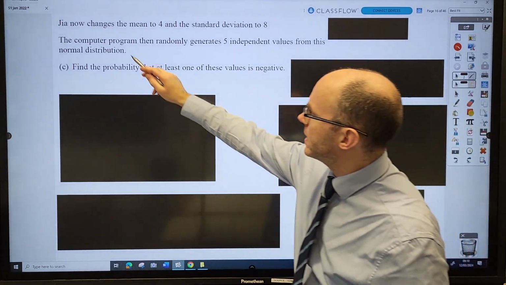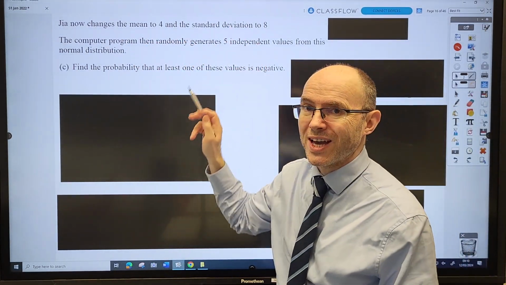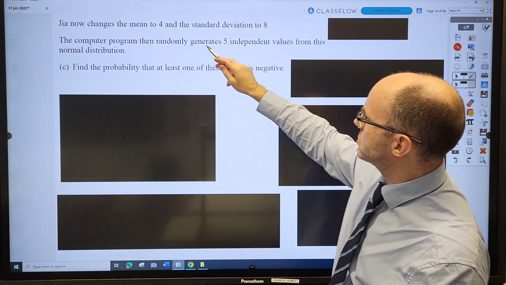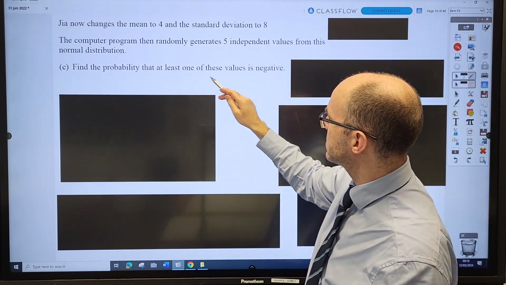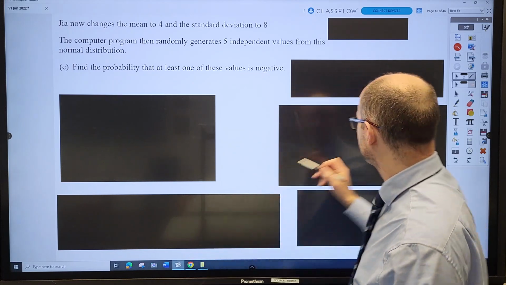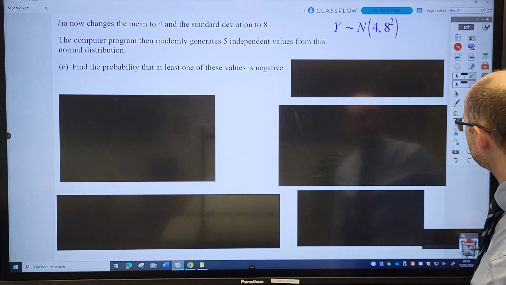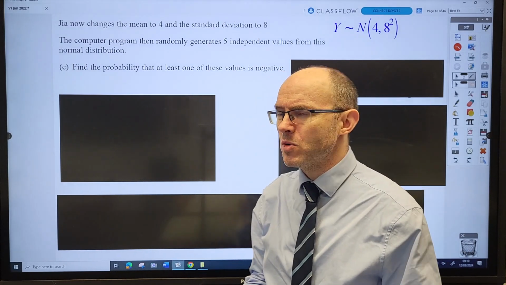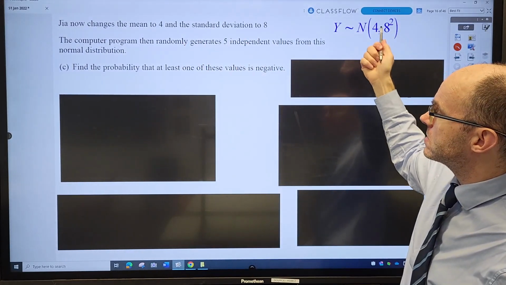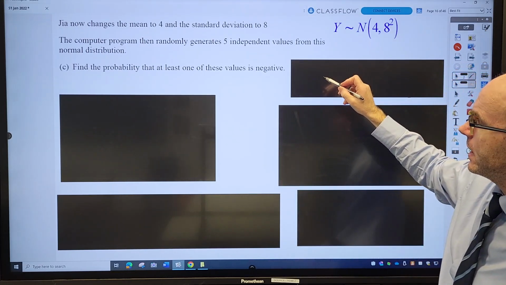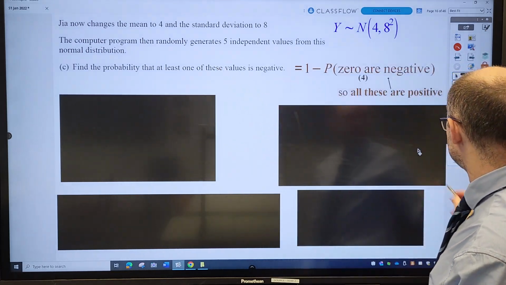Next part. So Geo now changes the mean to 4, standard deviation to 8. Computer program generates 5 independent values from this normal distribution. Find the probability at least one of these values is negative. Right, so here, that's the new information. I'll just use y, a different variable, because it's all just changed. Mean is 4, variance is 8 squared. Okay, find the probability at least one of these values is negative.